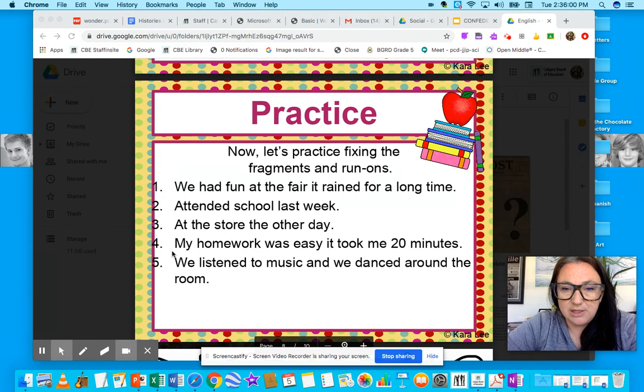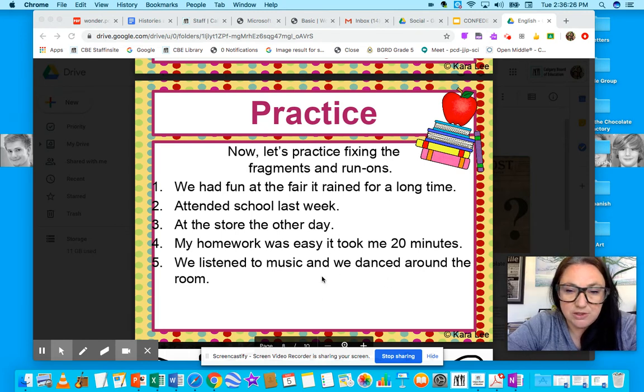So this one is a run-on. My homework was easy, period. It took me 20 minutes, period. Those could be two sentences, but you could also write in and, but, another one of the conjunctions here. My homework was easy, comma, and it took me 20 minutes.